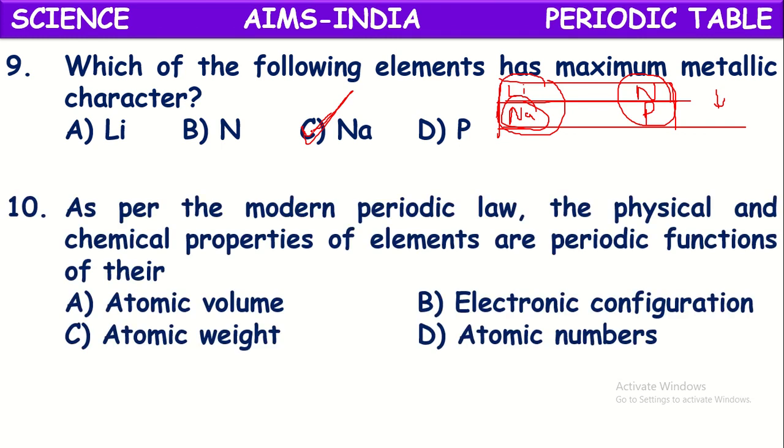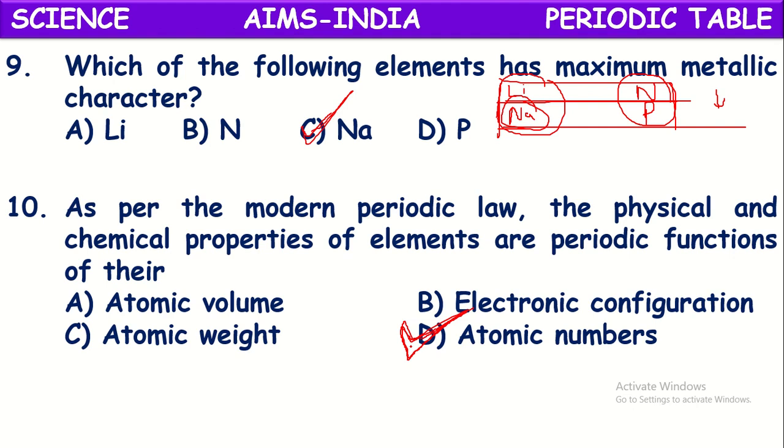Next one. As per the modern periodic law, the physical and chemical properties of the elements are periodic functions of their what? What does it explain to us? Modern periodic law explains that the physical and chemical properties of the elements are periodic functions of their atomic numbers. Based upon the atomic numbers, later electron configuration is also taken into consideration. But the principle is given as the physical and chemical properties of the elements are periodic functions of their atomic numbers.